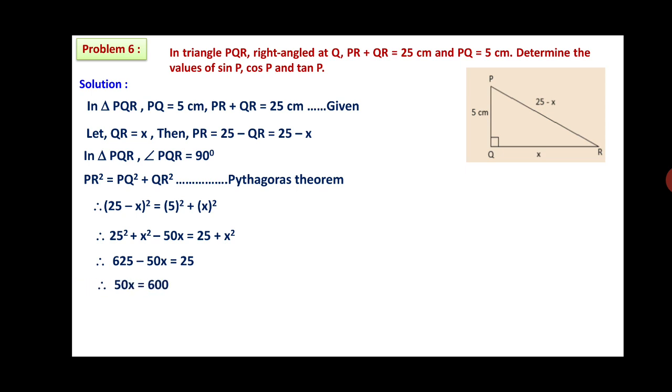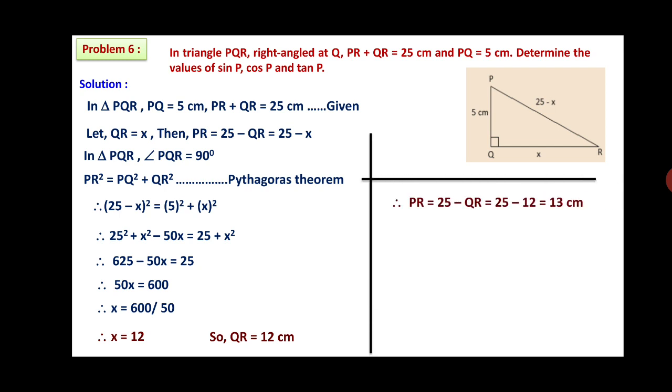Therefore, 50X is equal to 625 minus 25, that is 600. Therefore, X is equal to 600 upon 50. That leads to X is equal to 12. X value is 12 now. Therefore, we are getting QR is equal to 12. Therefore, also you can get PR is equal to 25 minus QR, 25 minus 12, that is 13 centimeter.